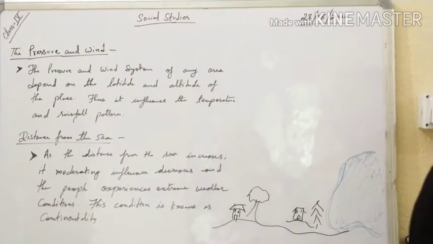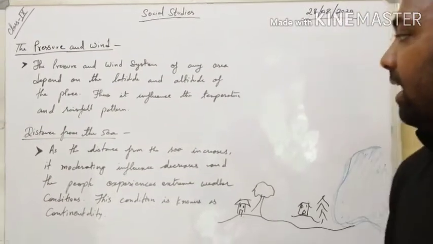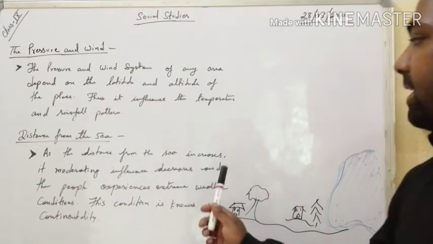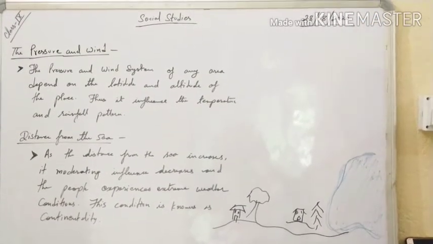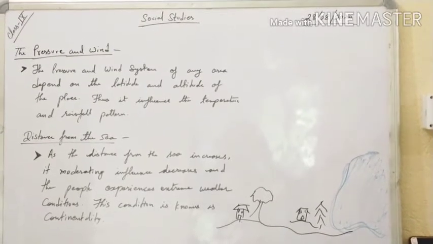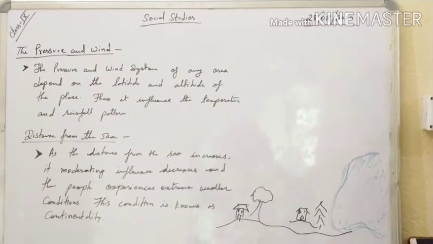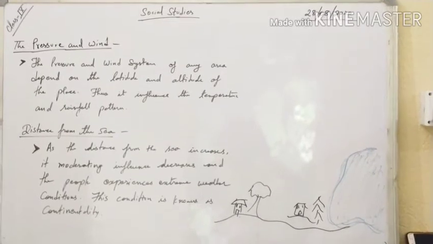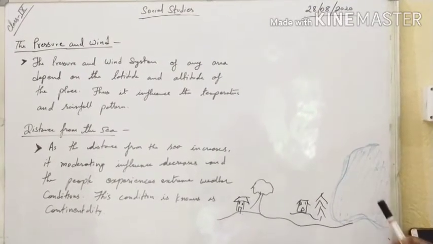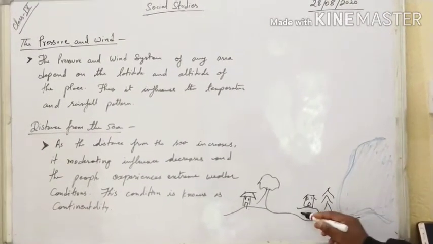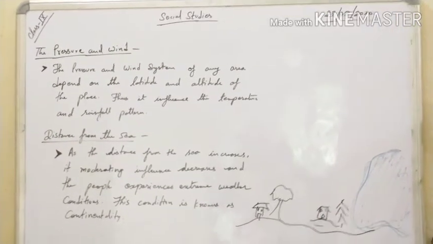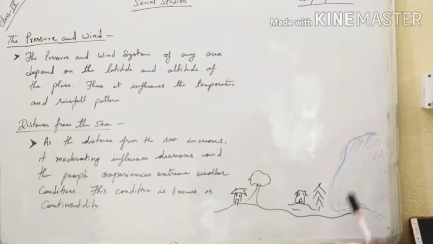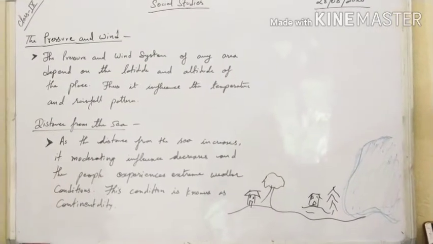Now let us understand another point, that is distance from the sea. As the distance from the sea increases, its moderating influence decreases and the people experience extreme weather conditions. This condition is known as continentality. Now let us understand with the help of a diagram. Suppose this is a sea, and this is a house which is near to the sea, and this is another house which is far away from the sea. You will find that the influence of sea is there on the weather condition of the place.